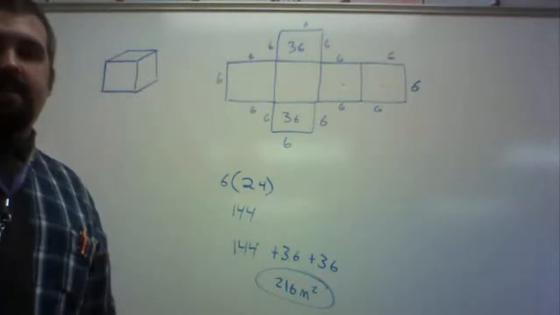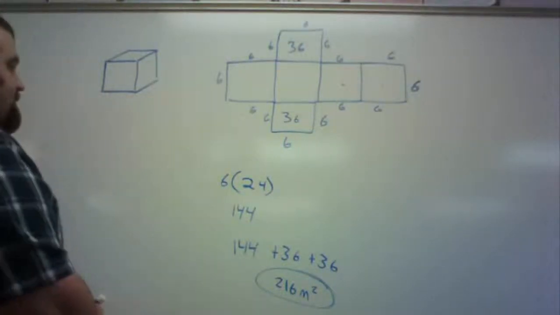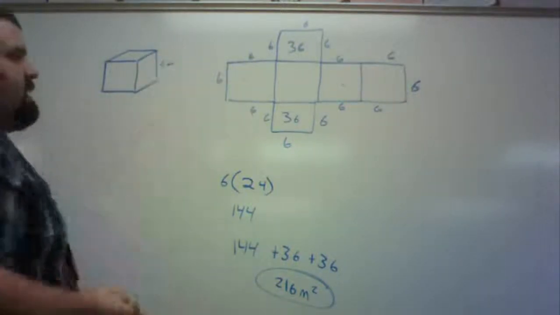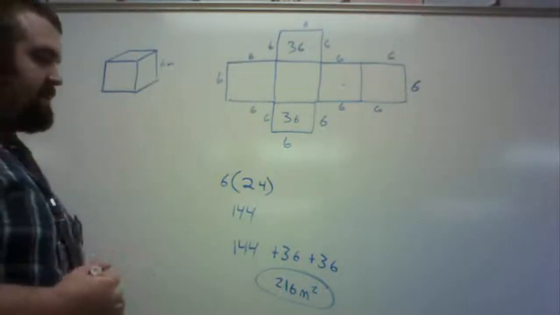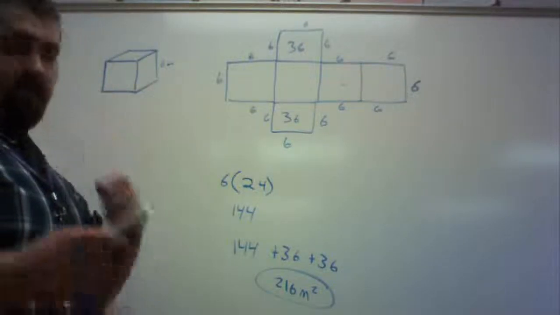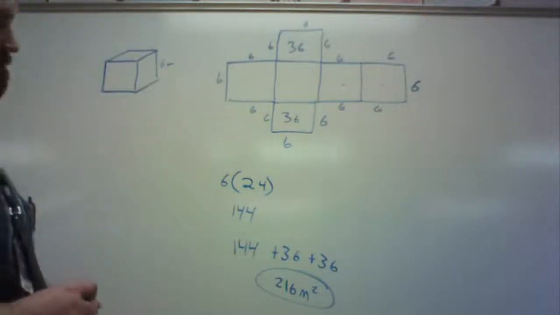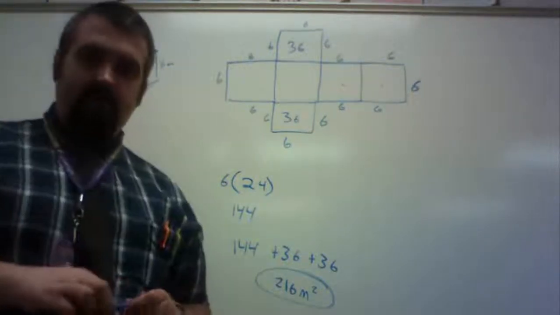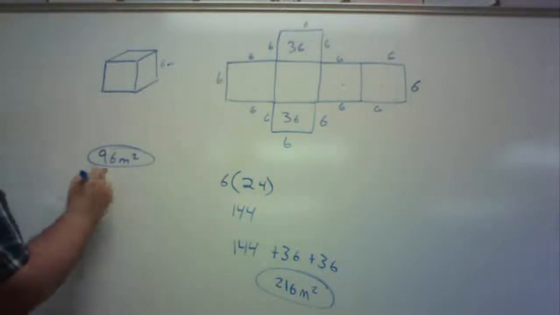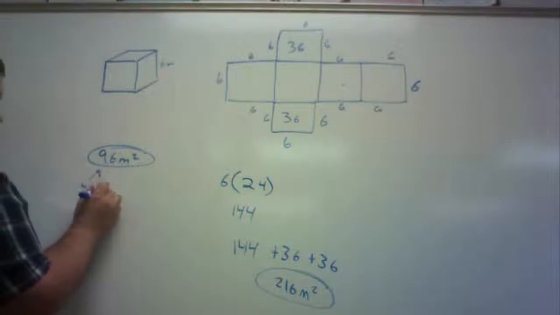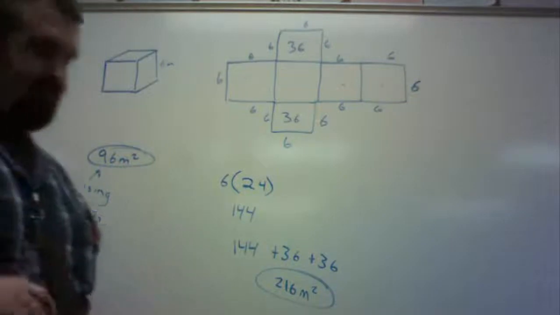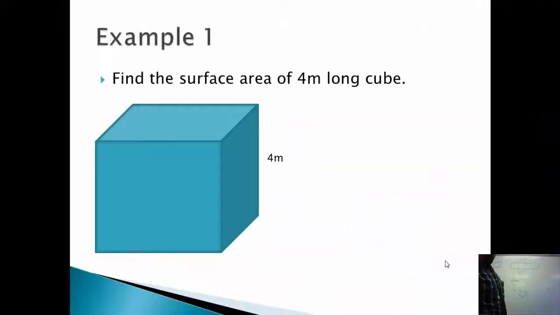I just made a mistake. I did the problems assuming that each side was 6 meters, but each side was 4 meters. So if you're wondering why there's a difference, it's because I messed up. It's supposed to be 6 meters, not 4, so my picture there is wrong. It should be 6. If you did it using 4, you should have got 96 meters squared. And if you did it using mine here, you would have got 216. I made a slight mistake, my bad.